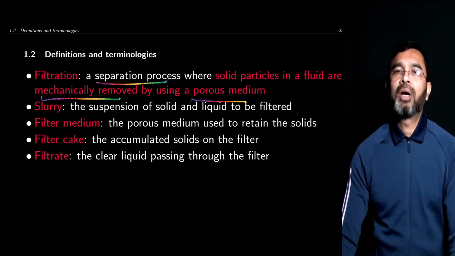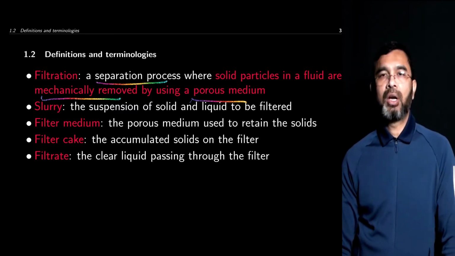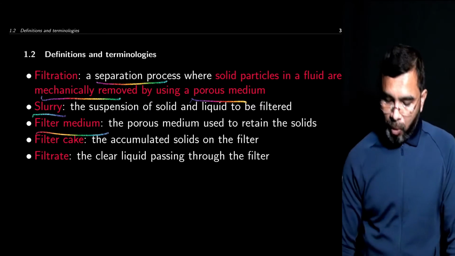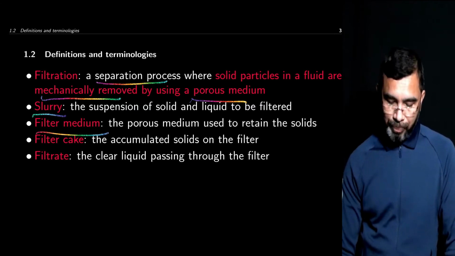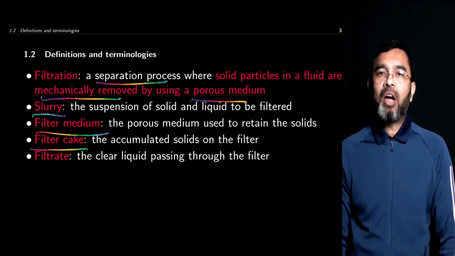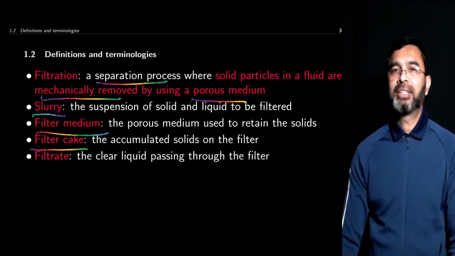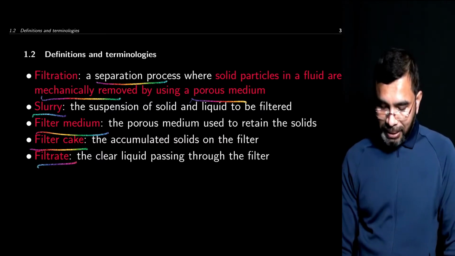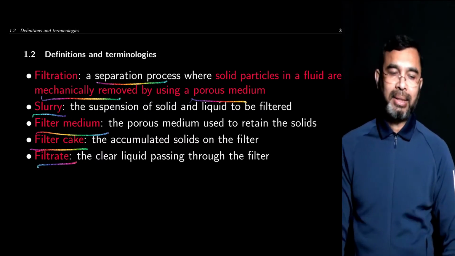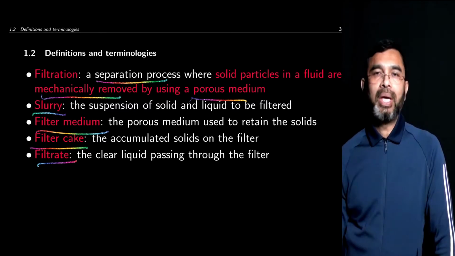The feed that contains the fluid and the solid particles is the slurry. The porous medium that separates the solid is called the filter medium. For cake type filtration, the accumulated solid on the filter surface is called the filter cake. And finally, the liquid that goes through the filter and is collected is called the filtrate. So we'll use this terminology consistently throughout the discussions.